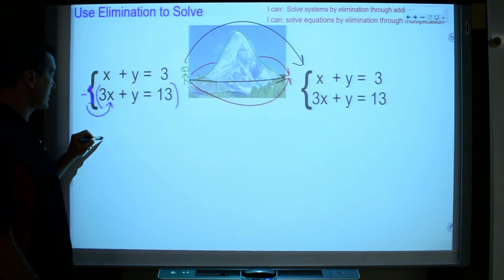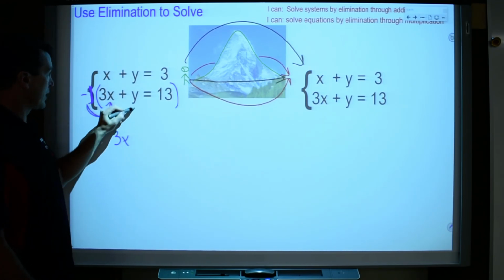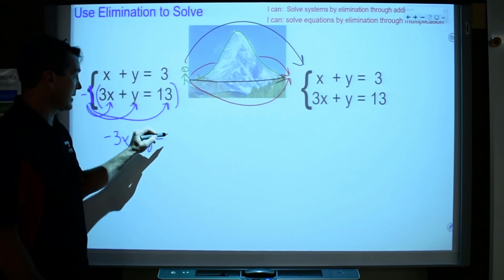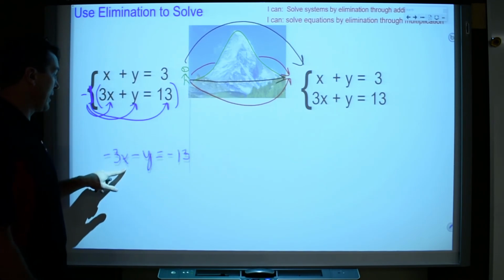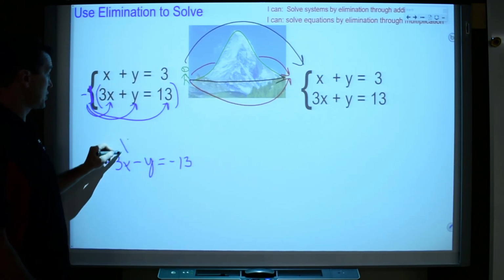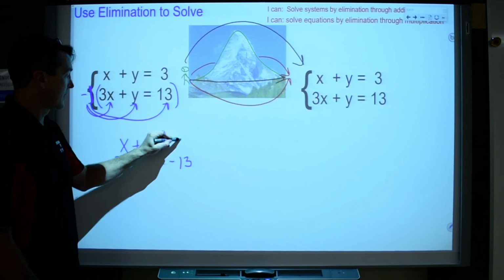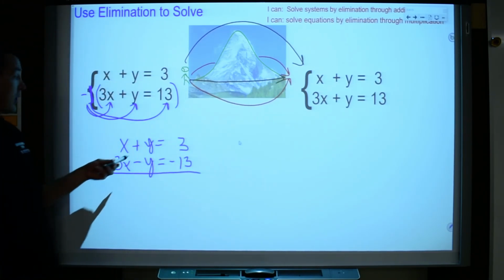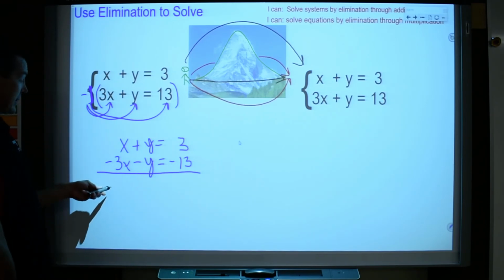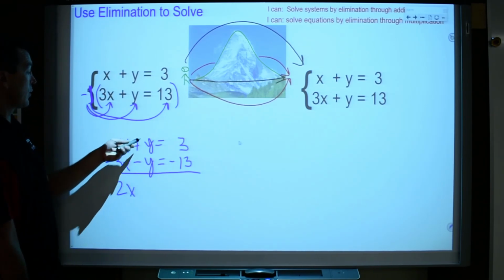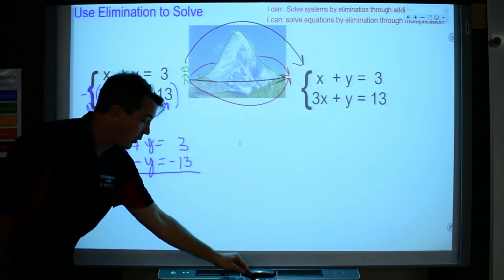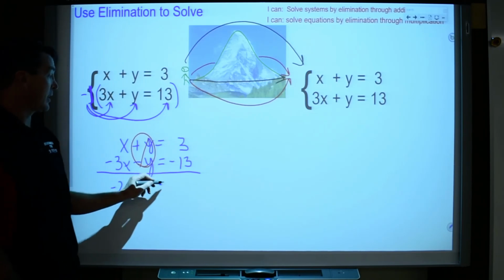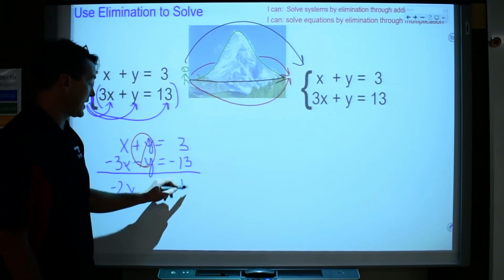Negative 1 times 3x is minus 3x. Negative 1 times y is negative y. And negative 1 times 13 is negative 13. And so I have the bottom problem, and the top problem didn't change, right? So that stays like this. And now I can eliminate. x minus 3x is negative 2x. And plus y minus y, well, that's 0. So that goes away. That's my elimination. And 3 minus 13 is negative 10.